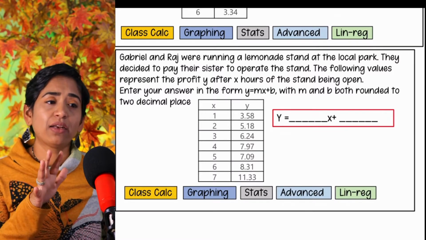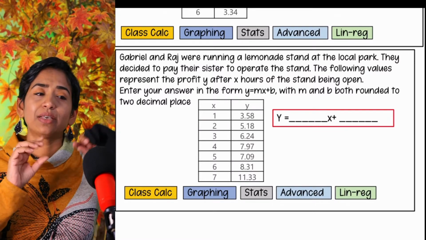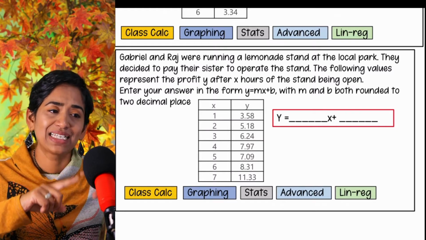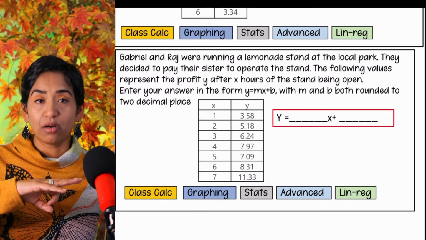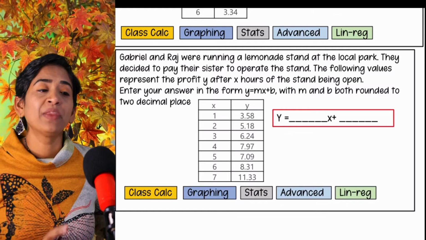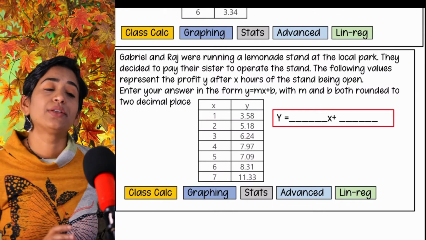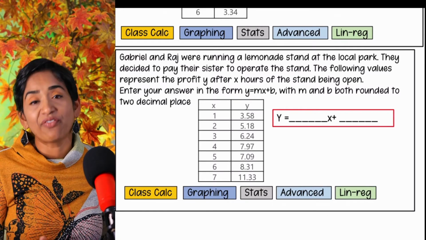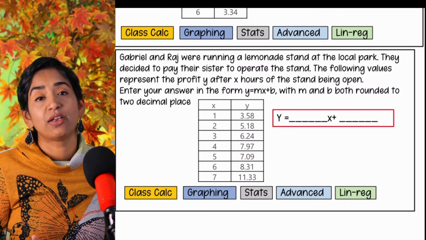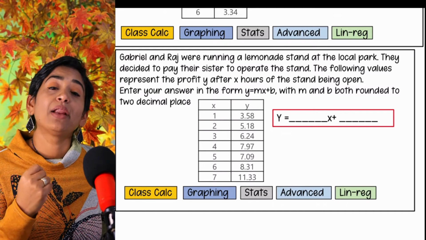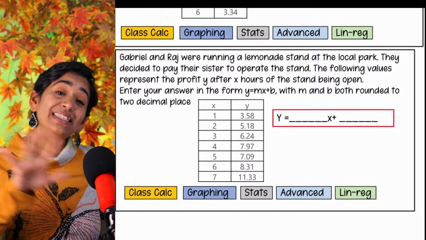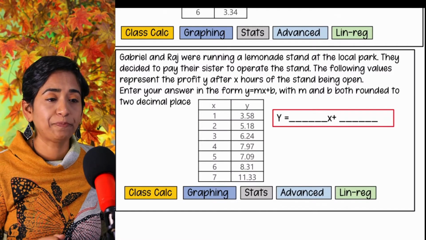Again, this is a scattered plot, so you have x values at x is 1, 2, 3, 4, 5, 6, 7, and your y values are whatever values that you see, right? So what you're going to do is go to your Class Calc graphing calculator, stats, advanced, linear, and plug in these values. And let's go ahead and see how the plot looks first.